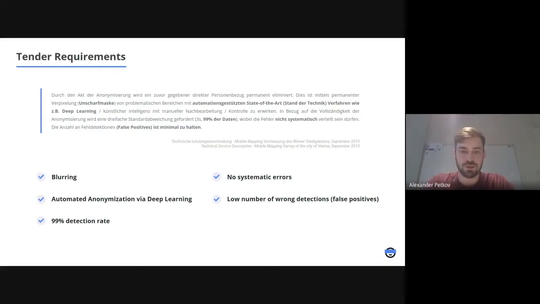One topic that could lead to problems with the detection rate is to avoid systematic errors. For example, certain kinds of traffic signs or other street objects might be misidentified as a human face. So this must also be avoided at any cost. Also, the number of wrong detections, the so-called false positives, needs to be as low as possible, obviously. So this is basically what we can tell you about public tenders and what we've learned so far.